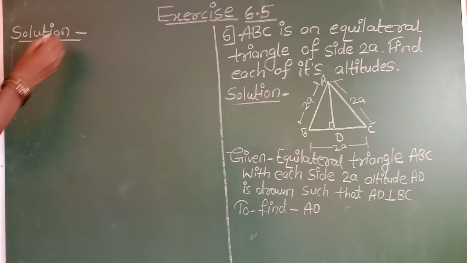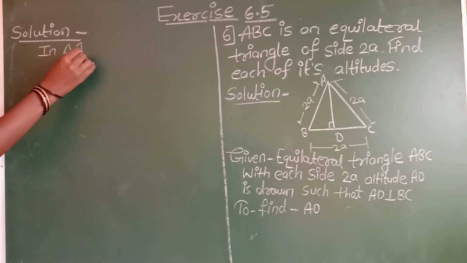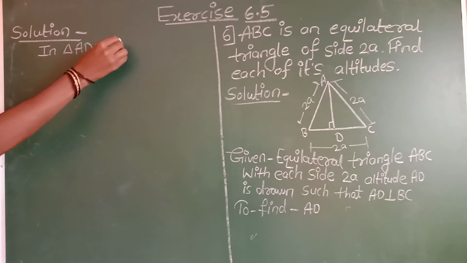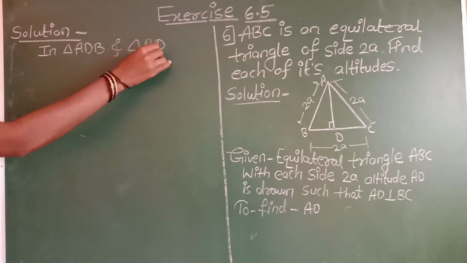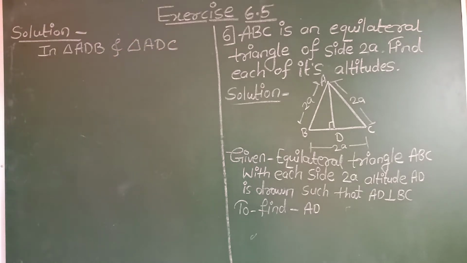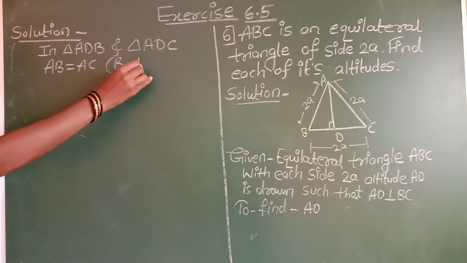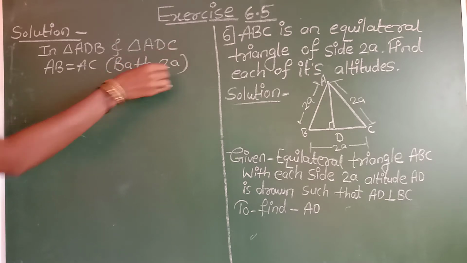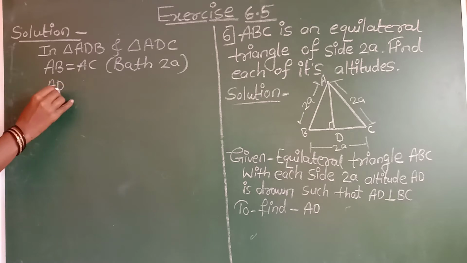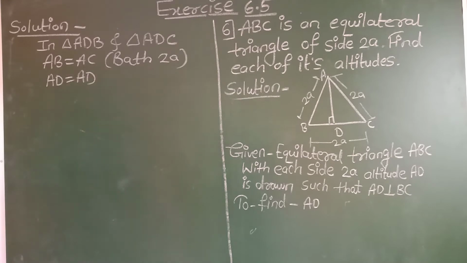Solution. In triangle ADB and triangle ADC, AB is equal to AC, both 2a, and AD is equal to AD, common.